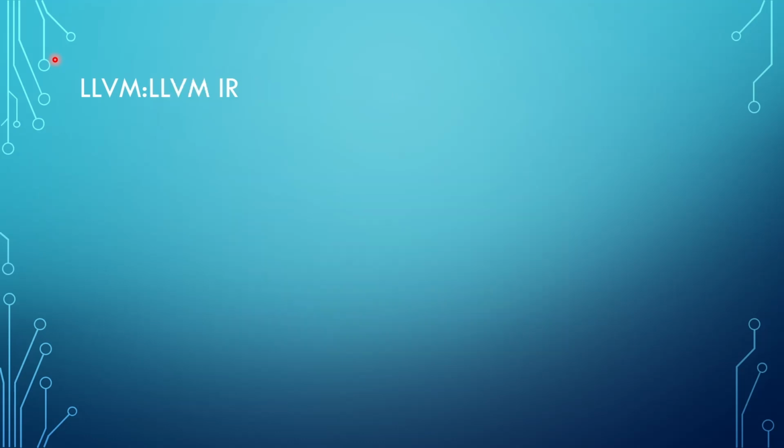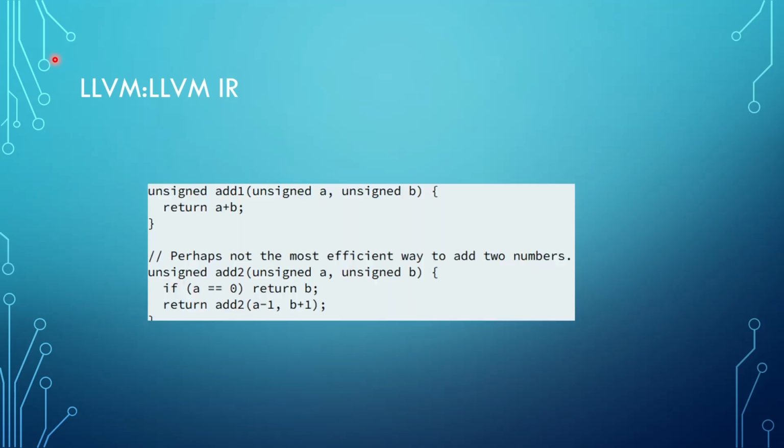LLVM IR is designed to host mid-level analysis and transformations. This is the C code for which we will see the IR. This C code consists of two functions, add1 and add2. The add1 function just adds A and B and returns the result, whereas add2 does something different. It subtracts 1 from A and adds 1 to B, and repeats this process until A is 0, at which point B contains the sum of A and B, and returns B.